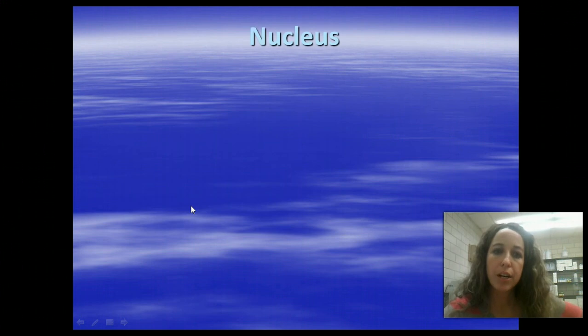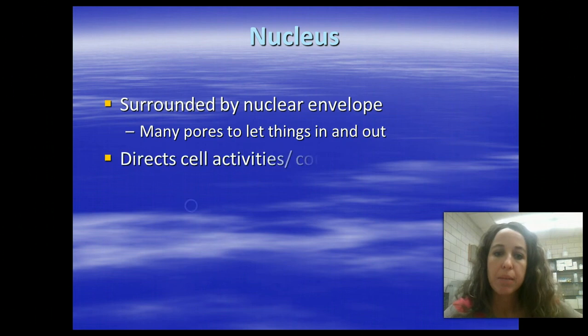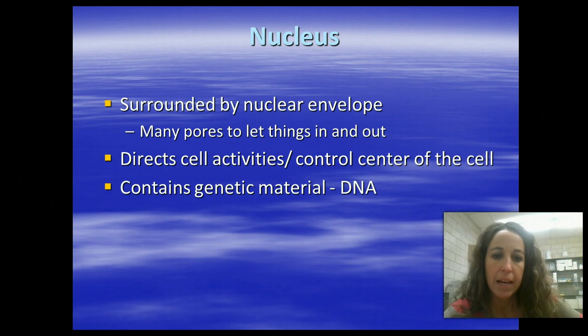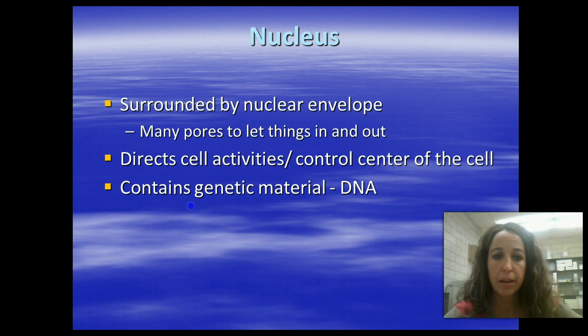The next structure is the nucleus, and the nucleus is surrounded by a nuclear envelope, which has many pores in it to let things in and out. It is the control center of the cell. It directs the cell's activities. It contains the genetic material in the form of DNA. So that's where the DNA is located in a eukaryotic cell. In a prokaryotic cell, remember we said it was in the nucleoid region. Only plants and animals have a nucleus. Bacteria do not, so do not put a check mark there.